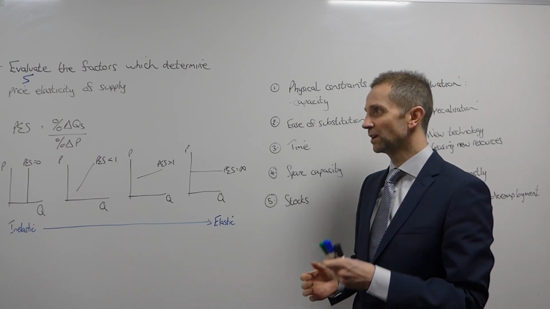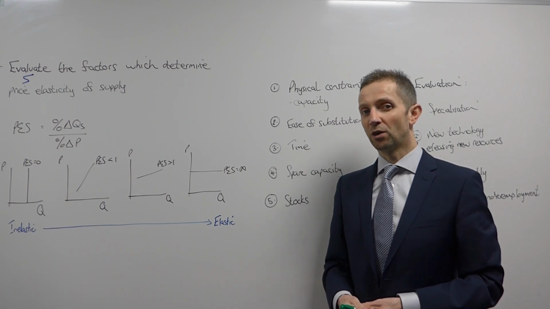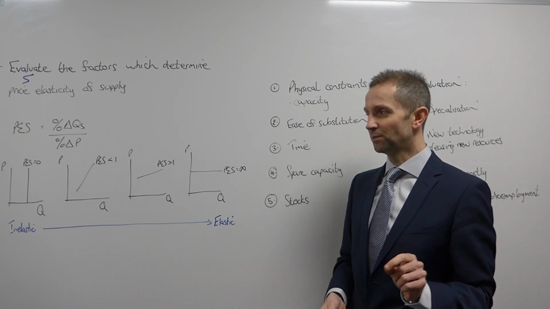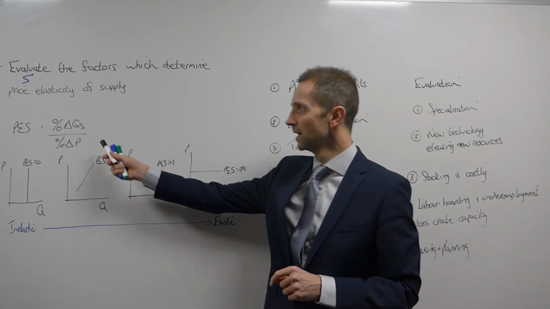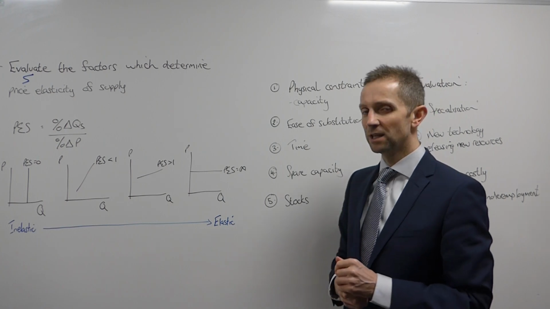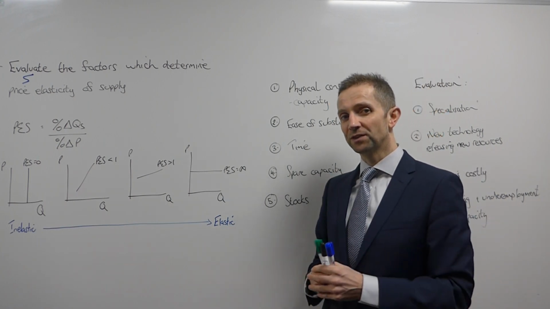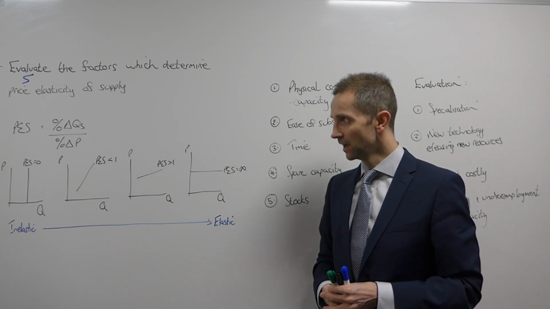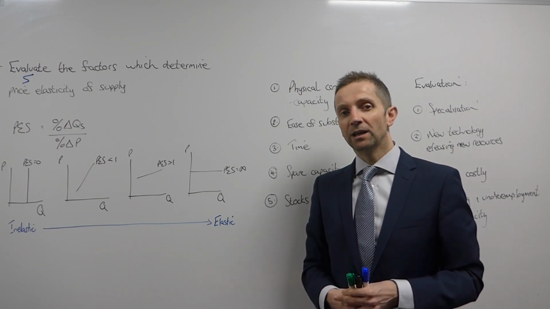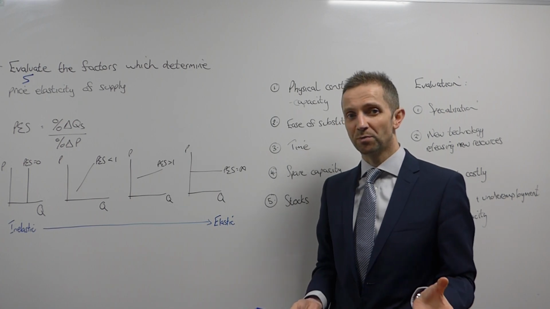So let's just remind ourselves once again of the whole notion of price elasticity of supply. So what is it? The equation is percentage change in quantity supplied divided by the percentage change in price. And as discussed in my previous video, which was published yesterday, it measures the sensitivity of quantity supplied to a change in price.